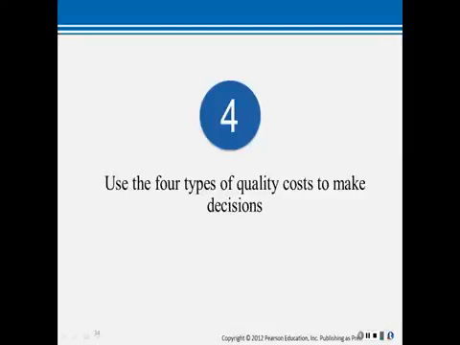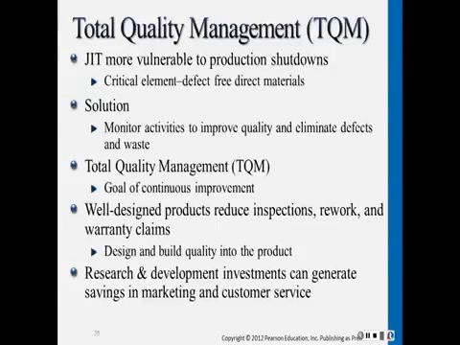The fourth learning objective is to use the 4 types of quality costs to make decisions. Because just-in-time production systems have very little inventory on hand, companies are far more vulnerable to production shutdowns if they receive poor quality or defective direct materials. For this reason, it is critical that a company's direct materials be nearly defect-free.